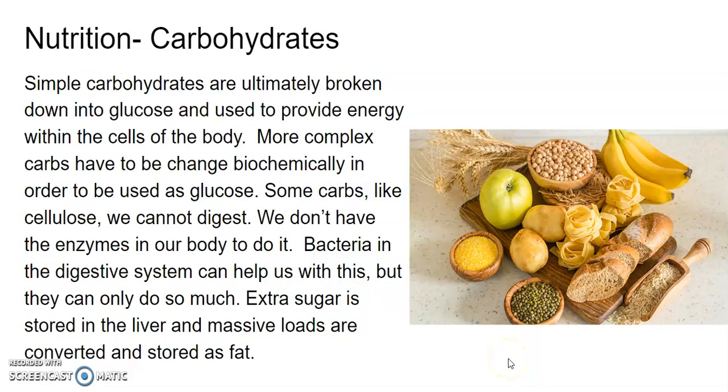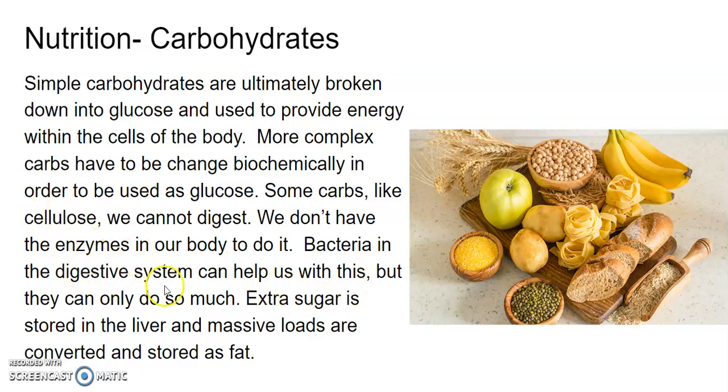Finally, nutrition. I'm going to go quick because I only got about 4 minutes left on the recorder here. Carbohydrates are broken down into sugar. That's sugar specifically is glucose. But the more complex carbs, they have to be biochemically changed. Things like starch, we have to break that starch down. We actually cannot process cellulose at all. And we don't have the enzymes, the proteins to do that.